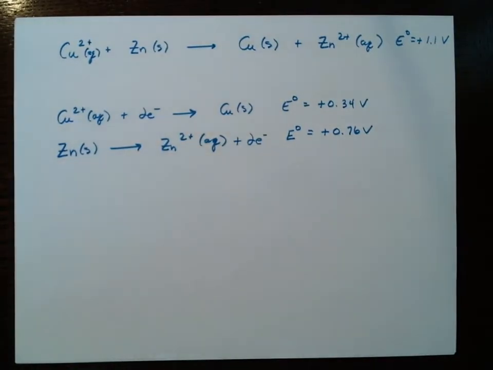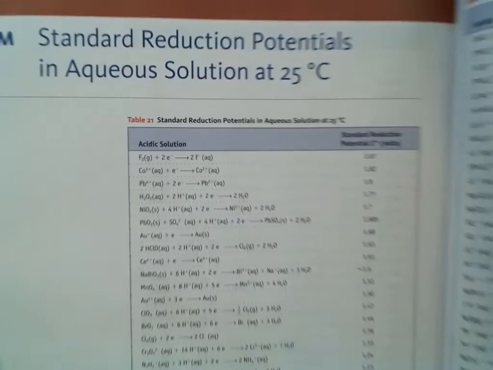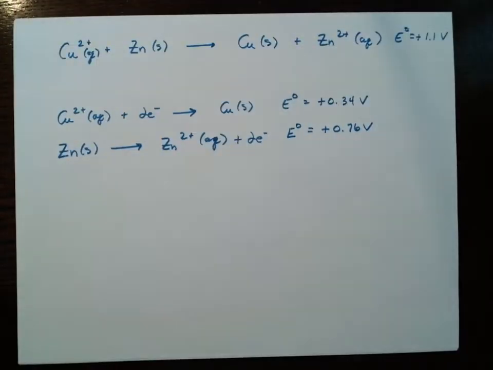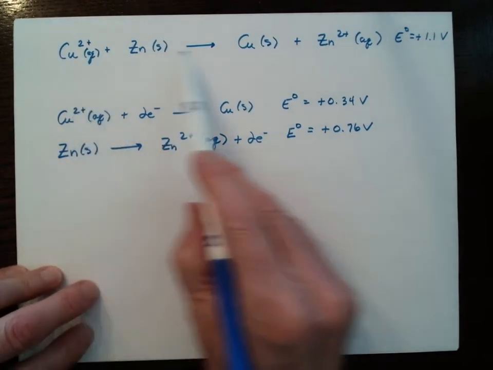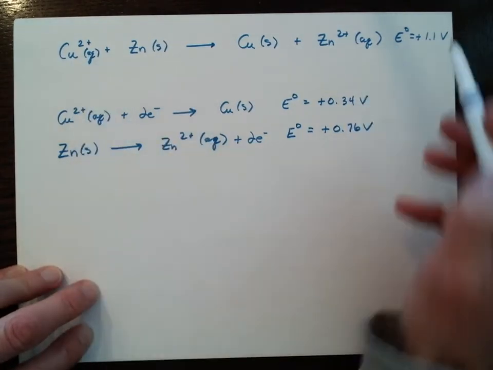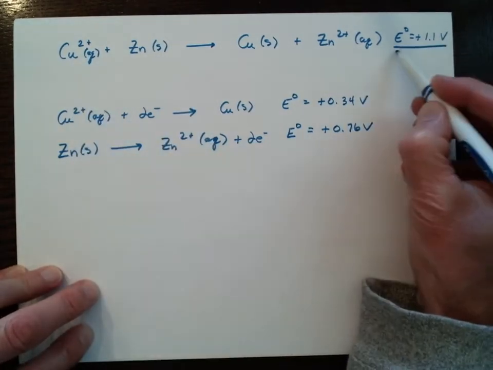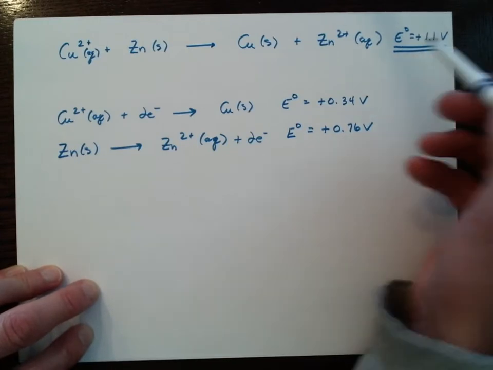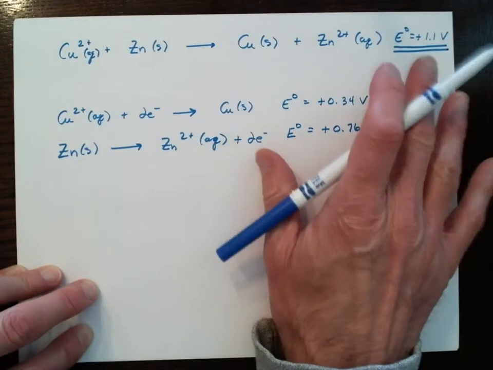For quite some time now, we have been using the standard reduction potentials found in Appendix M in the back of your text to find the cell potential for the overall reaction, and then we use this value of the cell potential to see if the reaction is spontaneous or not. We've done this particular reaction lots of times.